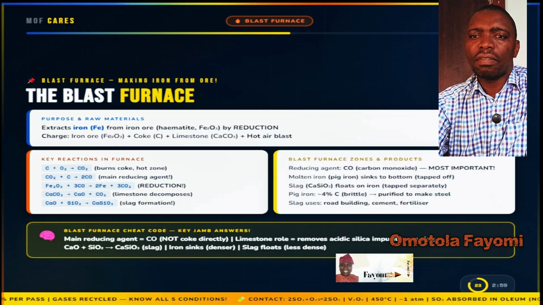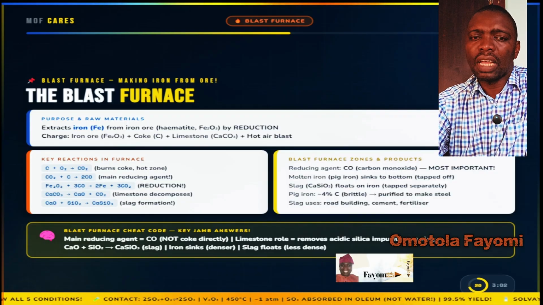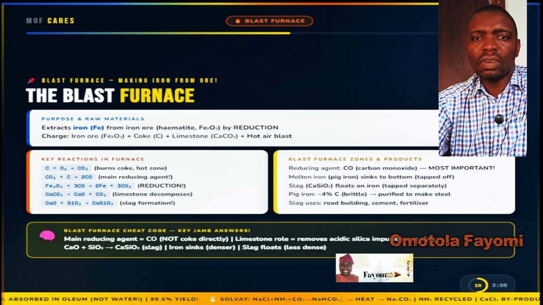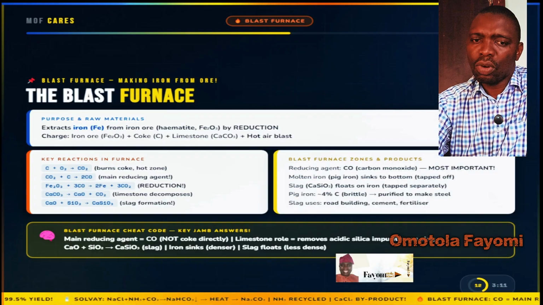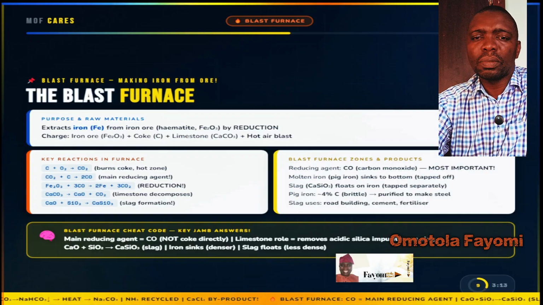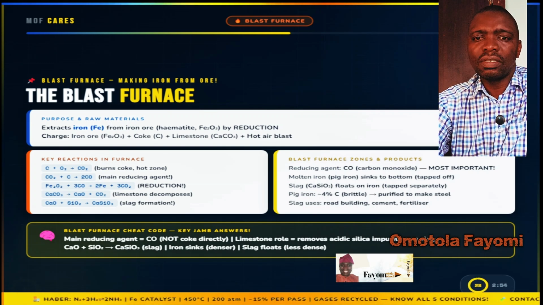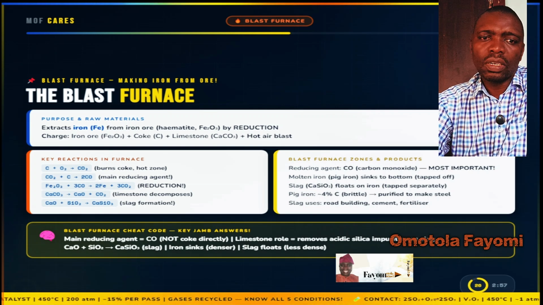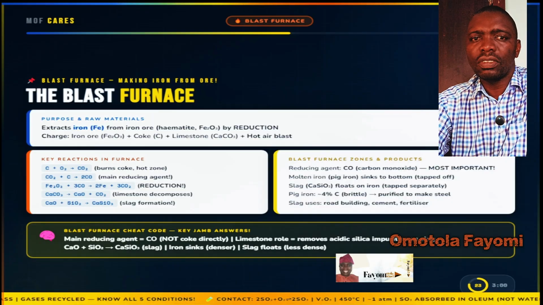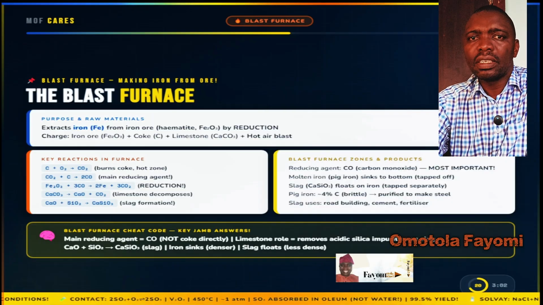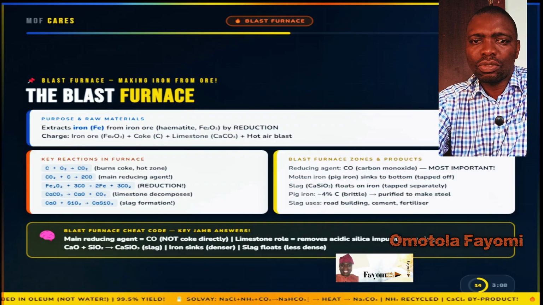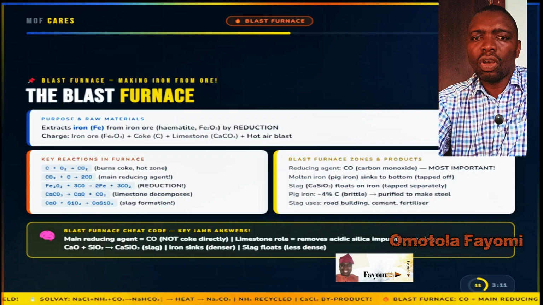The reactions are as follows. First, coke burns in the hottest zone, that is C plus O2 gives CO2. Second, and this is the most important reaction for JAMB, the CO2 rises and reacts with more coke, that's more carbon, CO2 plus C gives carbon monoxide, CO. This carbon monoxide is the actual reducing agent that reduces the iron ore. Students often say coke reduces the iron, but the real reducer is the CO. The main reduction: Fe2O3 plus 3CO gives 2Fe plus 3CO2. The iron is produced as a molten liquid and sinks to the bottom of the furnace where it is tapped off.